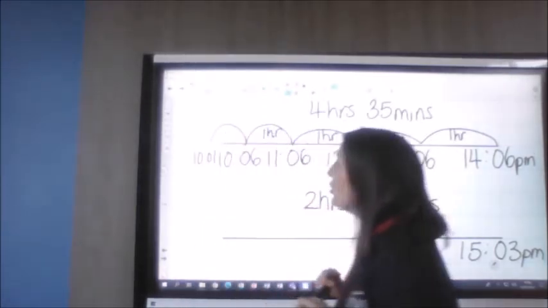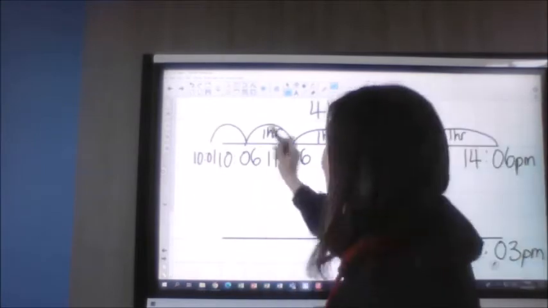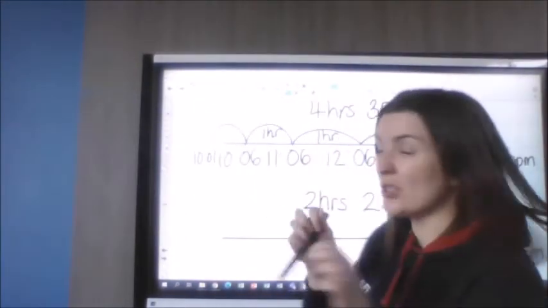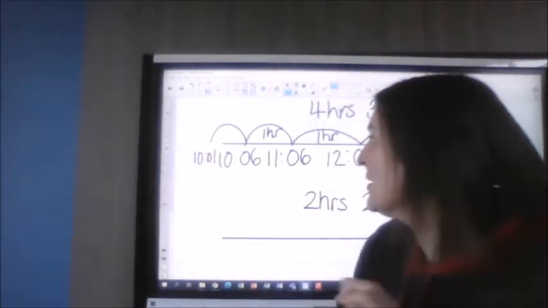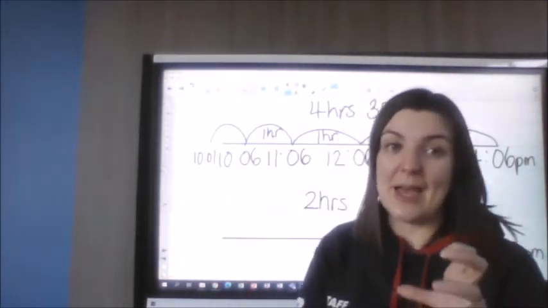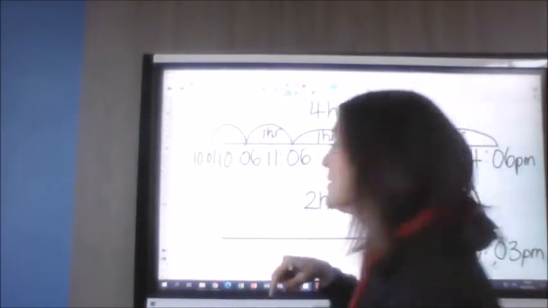Okay, then I could count back. I'm going to run out of space here. So I could count back in 10 minutes. I've got 3 lots of 10 minutes. Okay, so these ones are tricky. You'll have to take your time with them when you've got to go backwards.